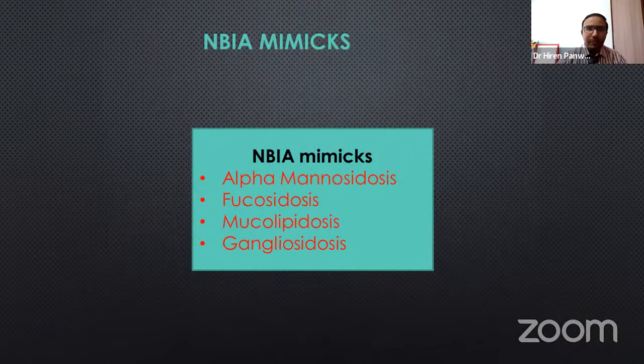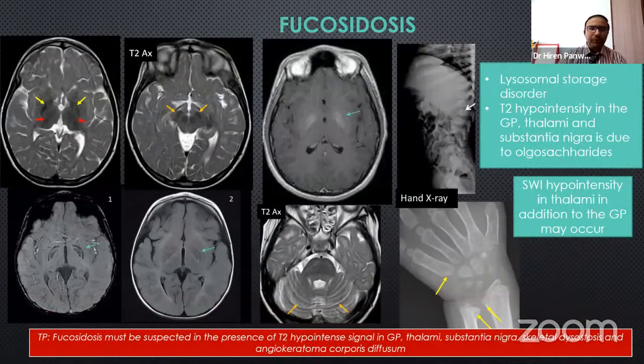Then there are certain disorders which are NBIA mimics. These disorders include the lysosomal storage disorders, for example, that we'll be seeing in the subsequent slides. So this is the example of fucosidosis, in which you see the GP hypointensity as well as thalamic hypointensity, and the hypointensity can go and involve up to the substantia nigra also. This patient will have dysmorphic features, and on skeletal survey, you will see this kind of skeletal dysostosis in the form of inferior beaking of the vertebrae and proximal pointing of the metacarpals and so on. So when you see this, and it shows susceptibility of the globus pallidus on SWI images, then you can raise this possibility of fucosidosis.